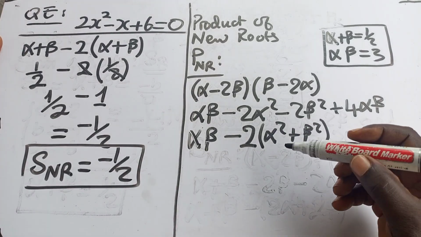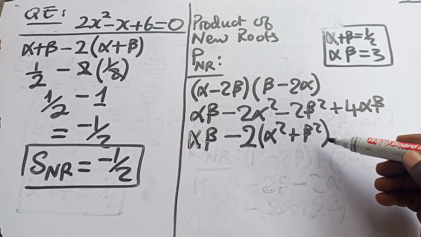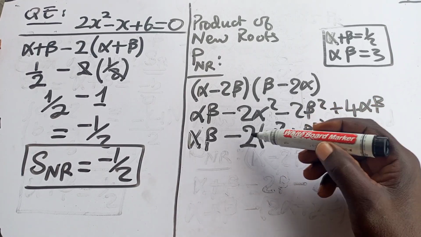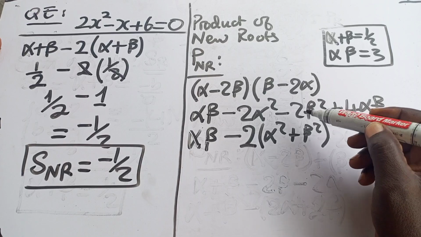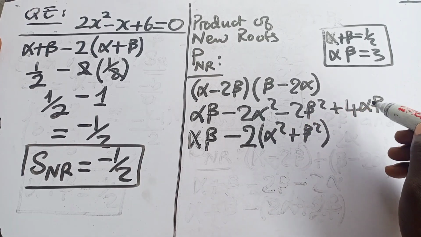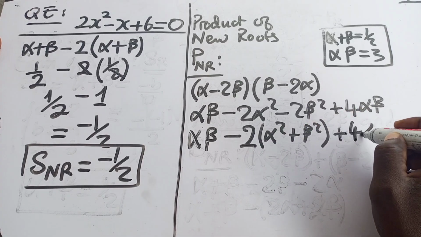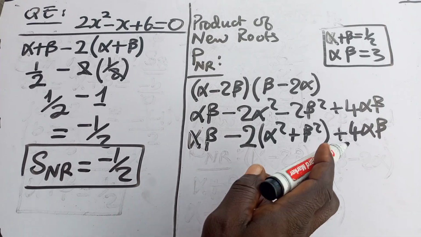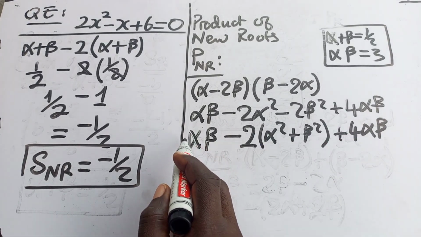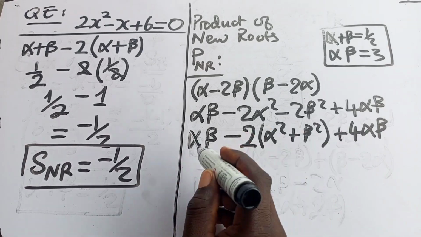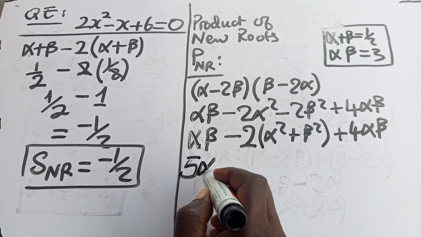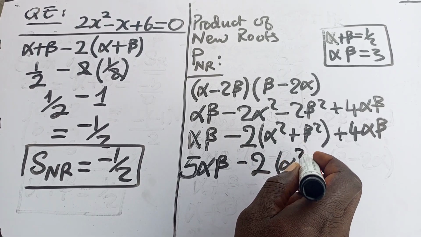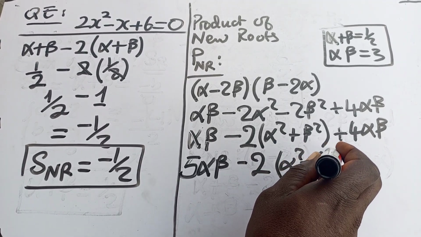All right, so we should always check. Okay, if we open this parenthesis, do we get back this? Negative 2 multiplied by alpha squared, we get that. Negative 2 multiplied by positive beta squared, it gives us that. So this factorization is correct. Then plus 4 alpha beta. Okay, so you see alpha beta, the coefficient here is 1. So 1 plus 4, 5. So we have 5 alpha beta minus 2 into alpha squared plus beta squared.